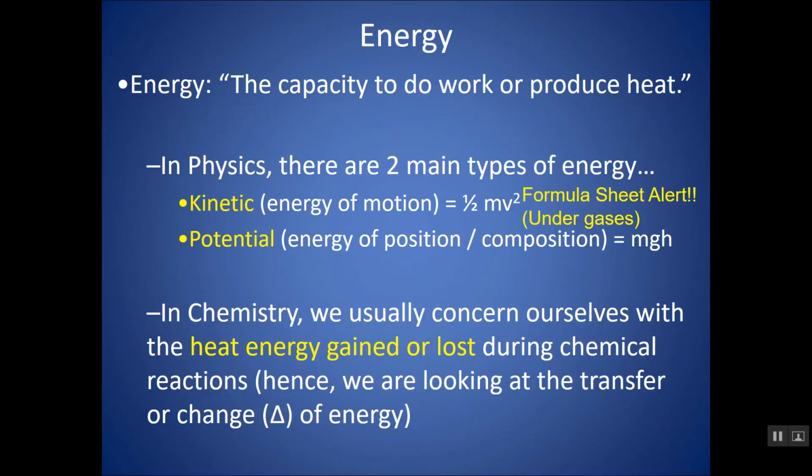Okay, so energy is the capacity to do work or produce heat. In physics, we think of it as 2 main types of energy: kinetic energy, energy of motion, or potential energy, energy due to position or how something is composed. In chemistry, we're really going to be concerning ourselves with the heat energy that's gained or lost during a chemical reaction. So a lot of times you'll see this delta sign, which is the Greek symbol, and for us it means the change in energy, how energies change from start to finish or from reactants to products throughout a reaction.